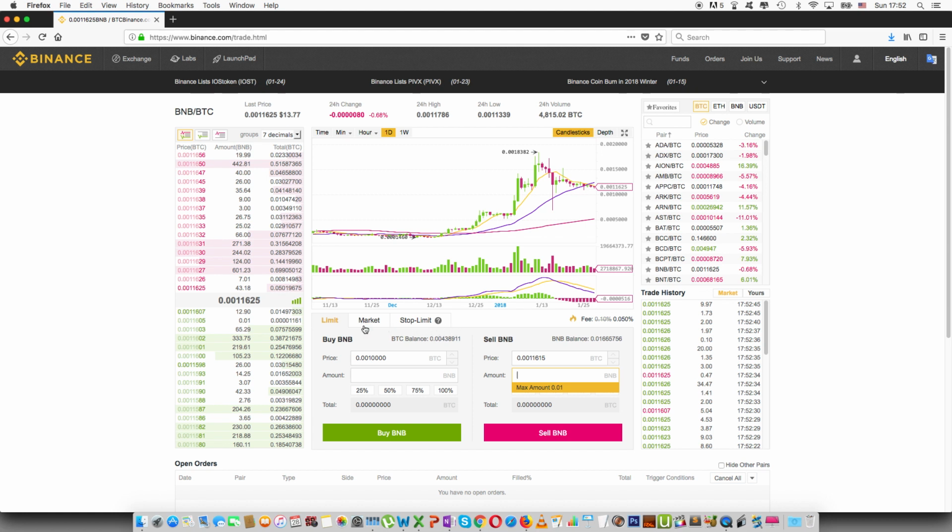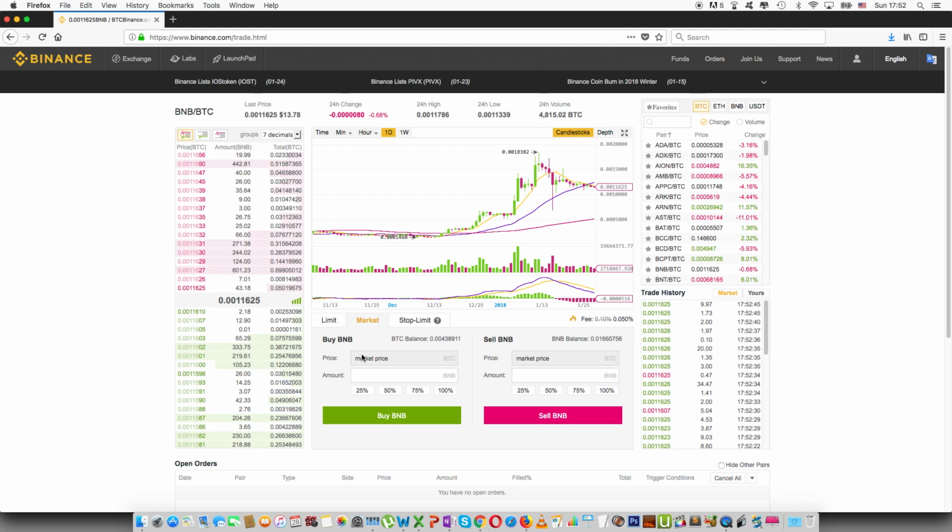Now you can select different options. So there is a market option here, and unlike the limit option, you will not wait for the price to hit your specified price, but you will buy at the current market price. So if I choose to buy BNB, it will buy for this specific price. And again, it calculates the maximum amount of BNB based on current BTC and BNB exchange rate.